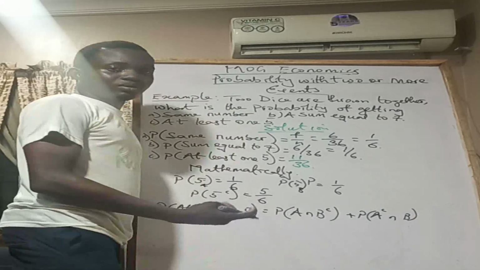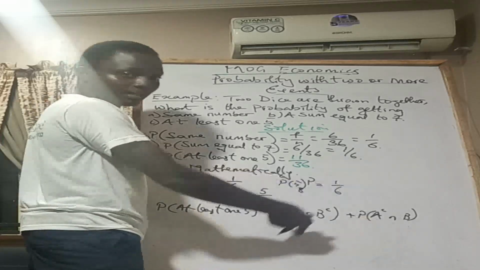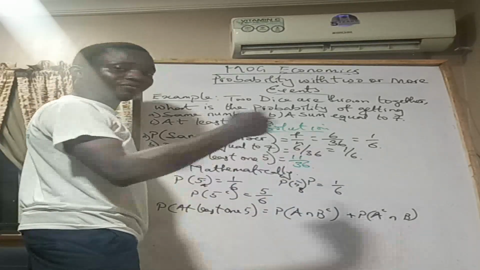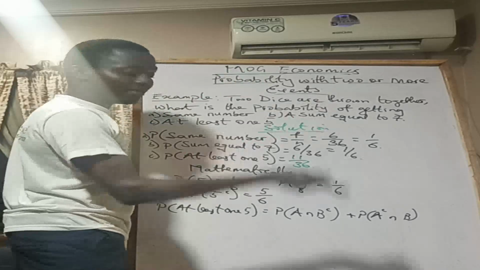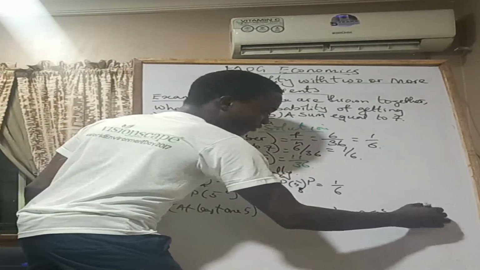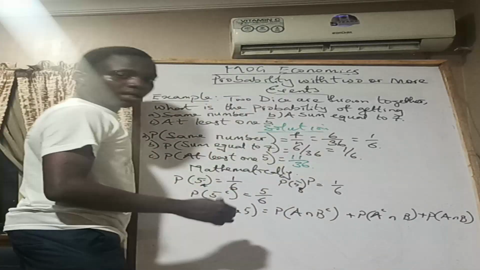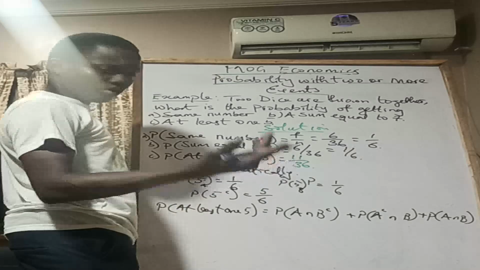Because the question says at least one 5, you have a 5 on die A, you don't have a 5 on die B. Then plus you now have a 5 on die B, you don't have a 5 on die A. Are you following? Then the last possibility is that you can have a 5 on both of them. Are you feeling it? Is it hard? It's not hard.